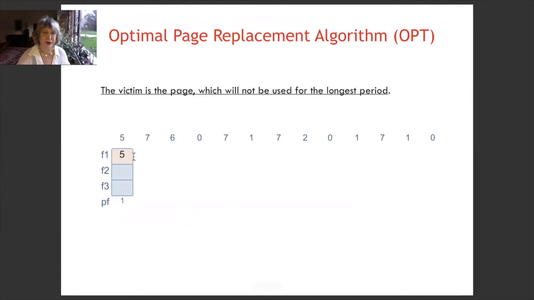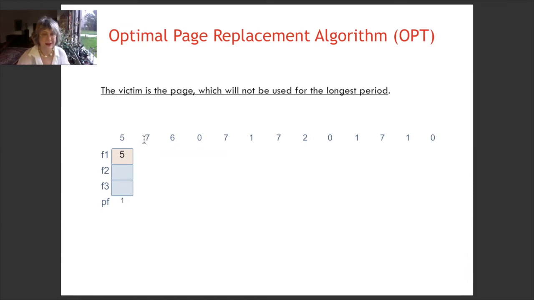So here the page references are shown. We have 3 frames in the memory. When we are going to load a page into the frames, we are saying that there is a page fault. And here there's a reference to page 5. It is not in the memory, so it is loaded into frame 1. Suppose that all these 3 frames are free, and this is the first page fault.